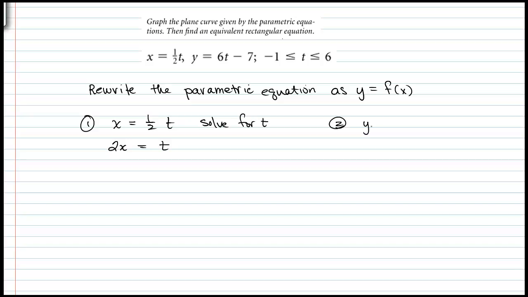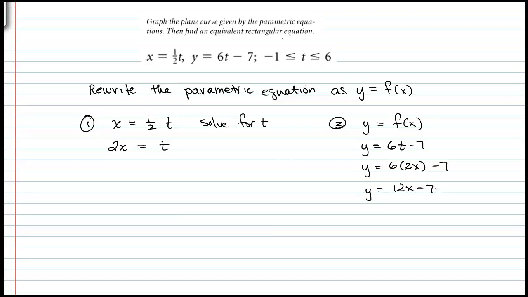Second thing I want to do is rewrite y as a function of x. So take the y equation, 6t minus 7, then substitute in 2x for t. The equation we're looking for would be 12x minus 7.